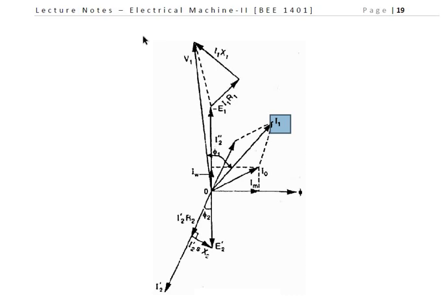So this is the complete phasor diagram of the three-phase induction machine, and this is only for one phase. For the other two phases, the same phasor diagram will apply.